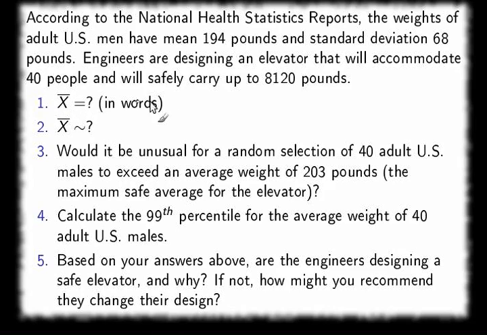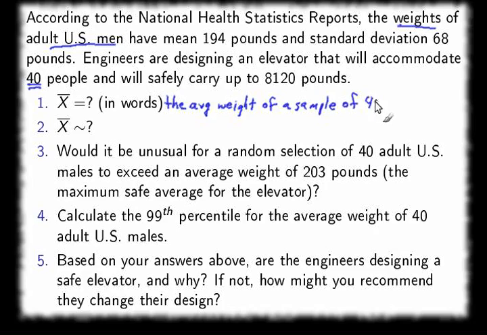The distribution of the averages is, in words, we're talking about the average weight of adult U.S. men in a random selection of 40. So, X bar is the average weight of a sample of 40 adult U.S. men.